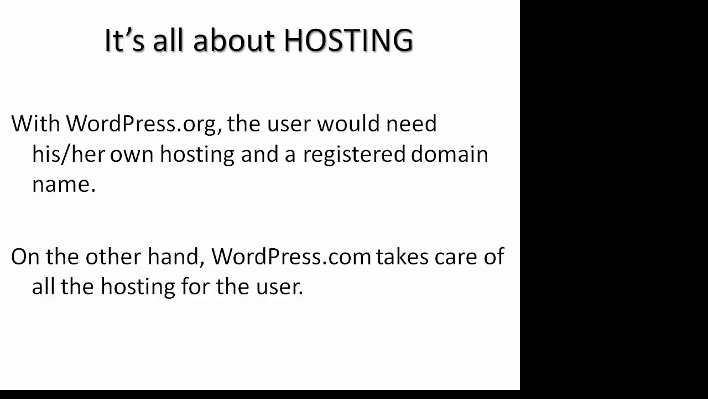So the version that you get from WordPress.org is the self-installed version, in which you need to install it to your own website or your hosting account. Whereas in WordPress.com, you don't need to purchase a domain name, you don't need to buy a hosting account. All you need to do is go to WordPress.com, sign up, and you're good to go from there.